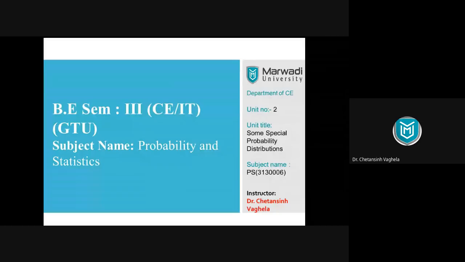My screen is visible to all of you. Today we are going to learn unit number 2 from the GTU syllabus for probability and statistics. Unit 2 is labeled special probability distributions, so we're going to learn some special probability distributions. For this particular unit, there are some prerequisites before moving to the special probability distributions. What are they?